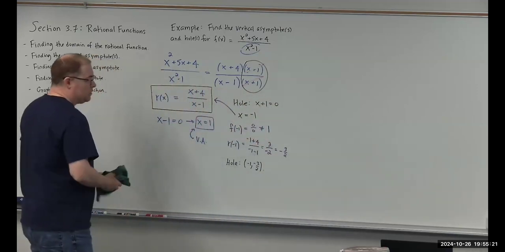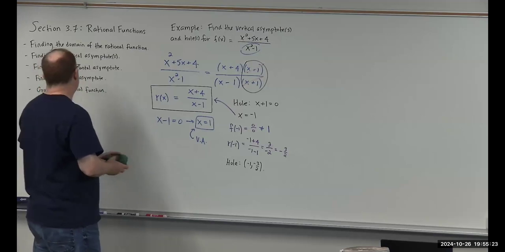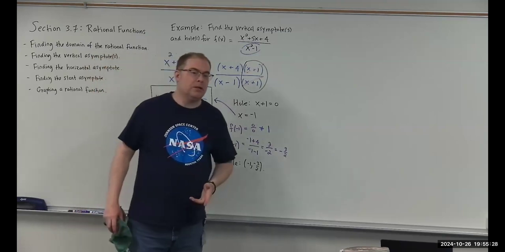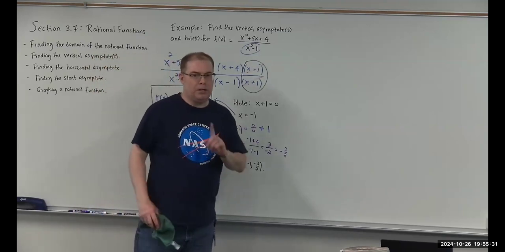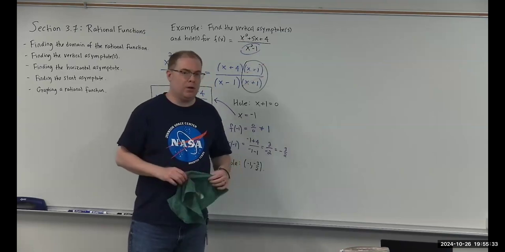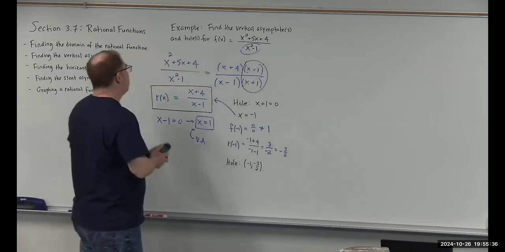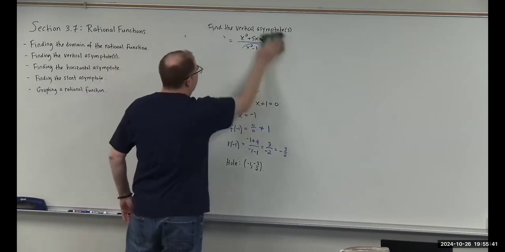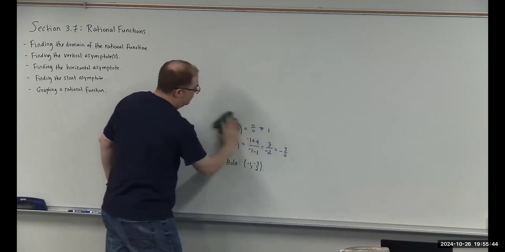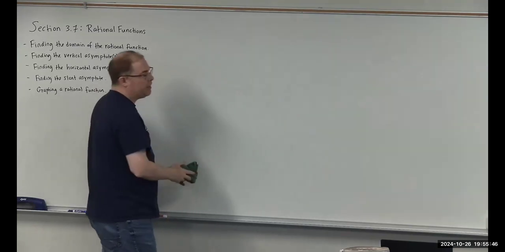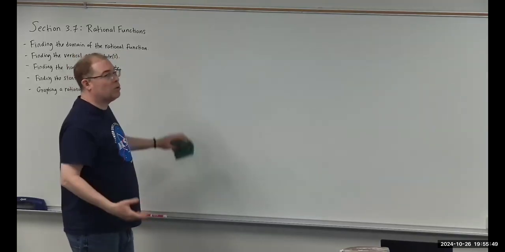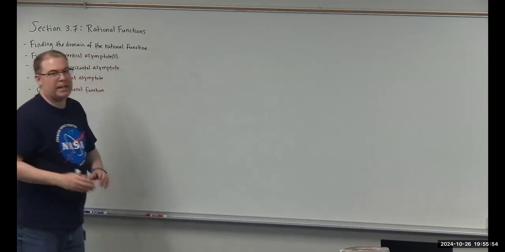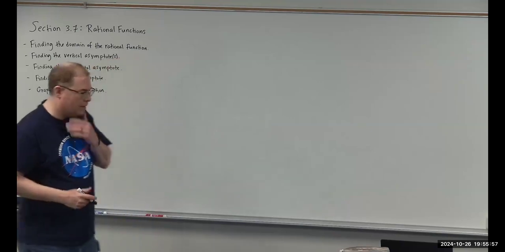All right. So let's look at how to solve for the horizontal asymptotes. And by the way, rational functions can never have more than one horizontal asymptote. There are some other kinds of functions that are not rational that could have more than one, but rational functions can't have more than one.